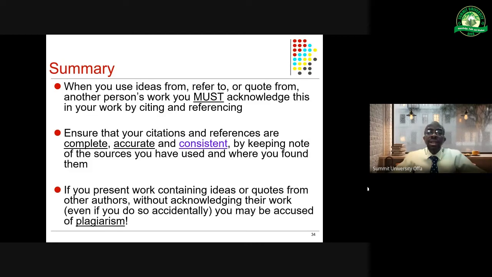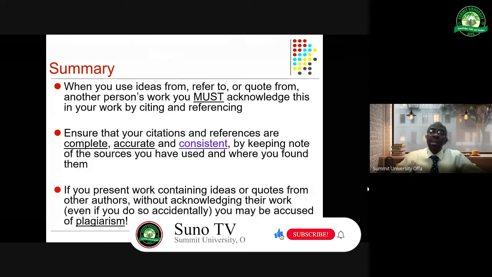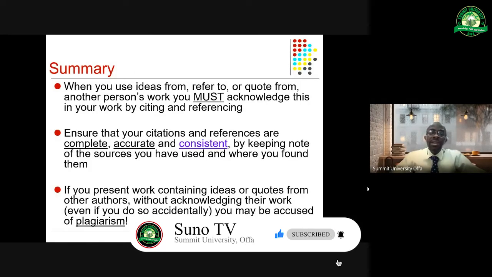when you use ideas from someone else or that refers to or quote from another person's work, remember you must acknowledge this in your work by citing in the text and providing a reference list. Ensure that your citation and reference are complete, accurate, and consistent by keeping note of the sources you have used and where you have found them.